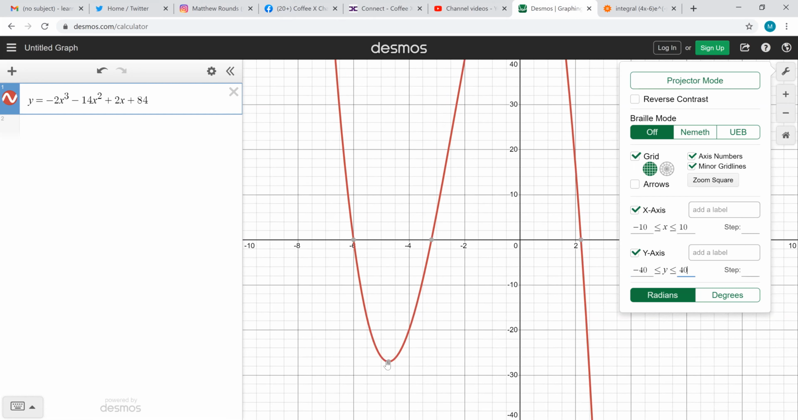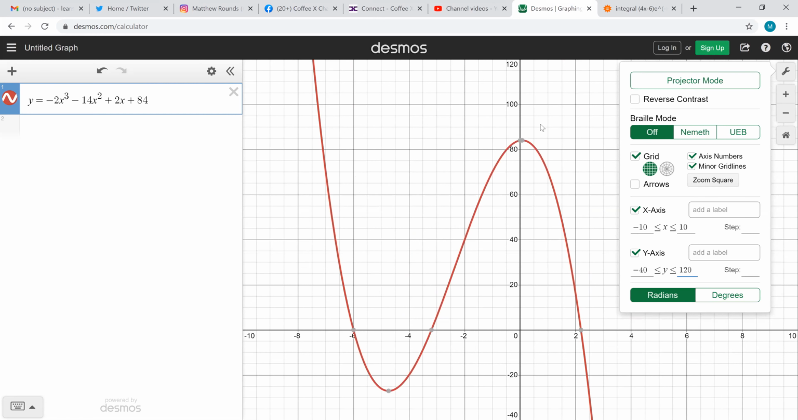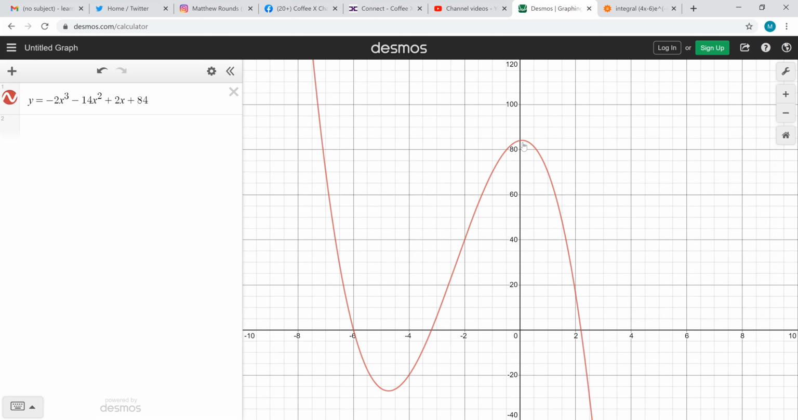So it worked here. I got a min, but I don't have that max. So I'm going to just go up to 80. That didn't work, so we'll go up to 120. There it is. Okay, so you play with the window until you get it right, just like you do on your graphing calculator.